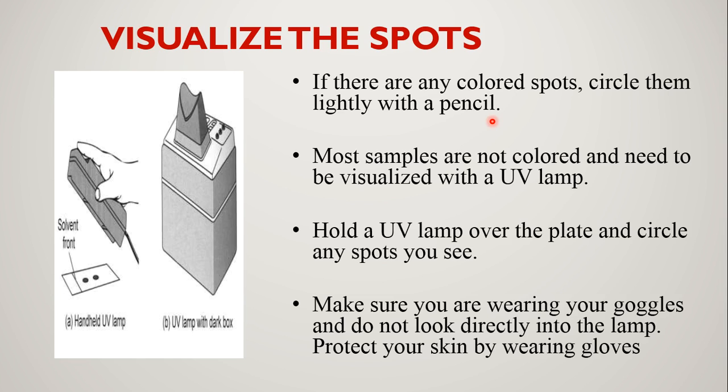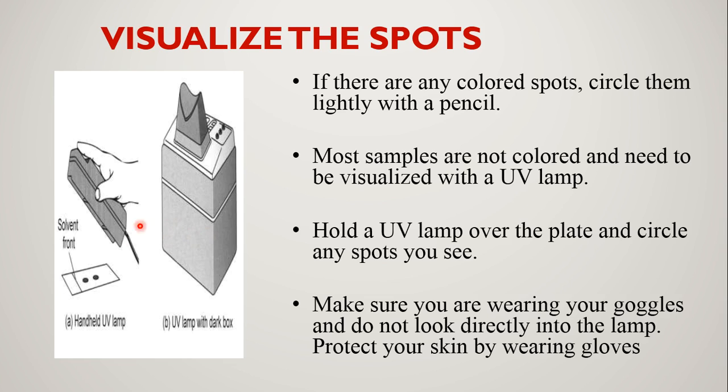But if our sample components are colorless, then we may use UV lamps or iodine vapor chamber techniques, where we can visualize these invisible components. So here a UV lamp is shown, two types of UV lamps: the first one is handheld and the second one is with a dark box.